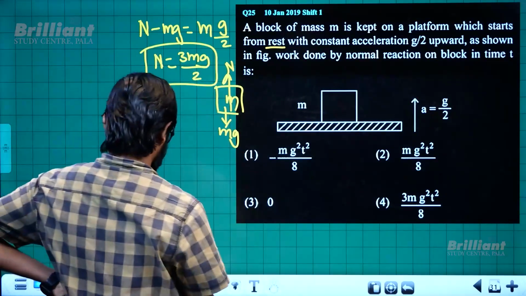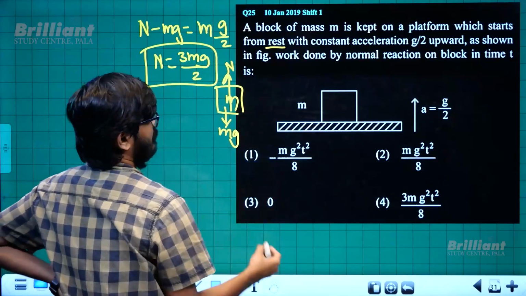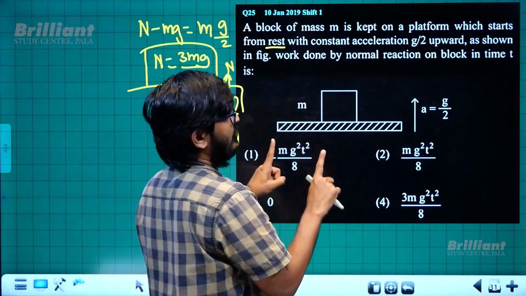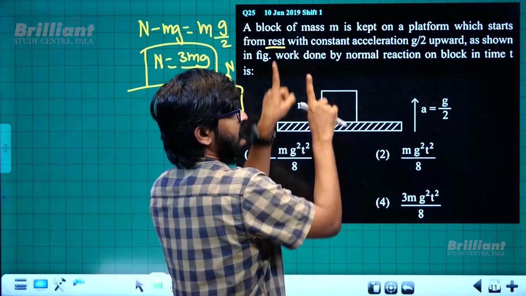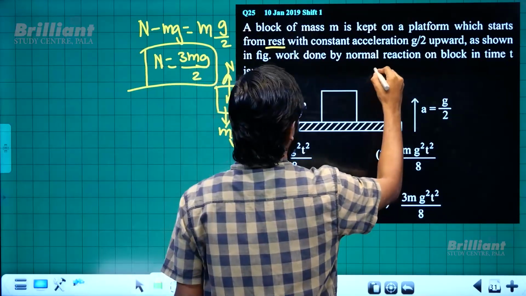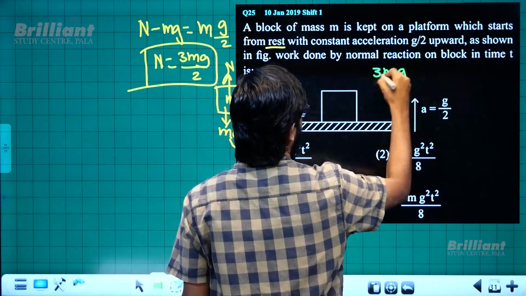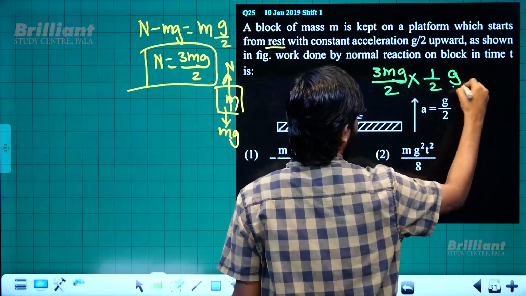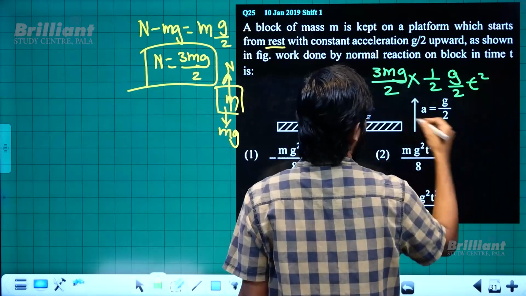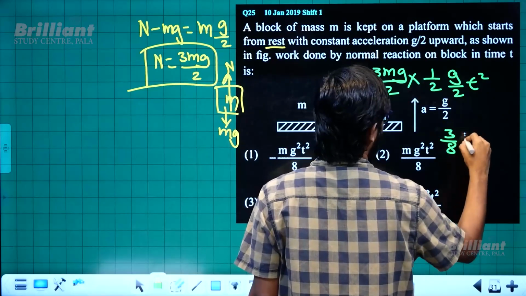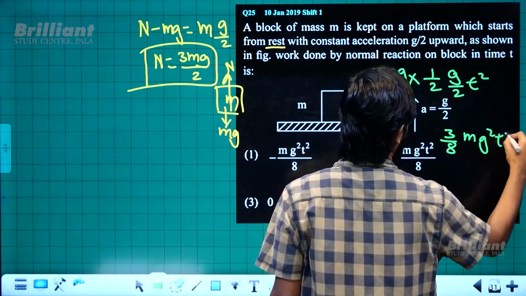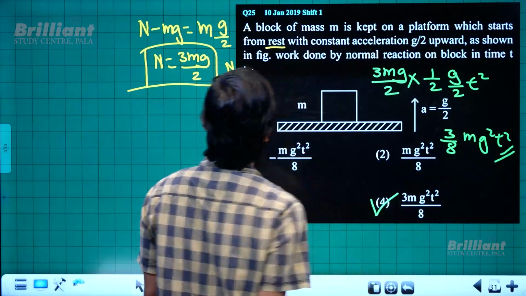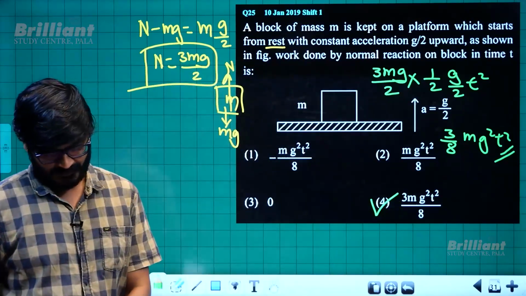So work done by normal reaction is going to be how much? Normal is in this direction, displacement is in this direction. So I can simply write it as normal into displacement, right? Normal is 3 mg by 2. And what is the displacement? Displacement is half a t square, and a is g by 2. So this is going to be 3 by 8 m g square t square.